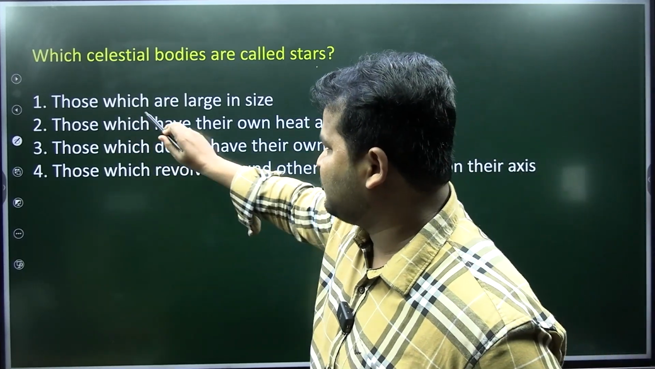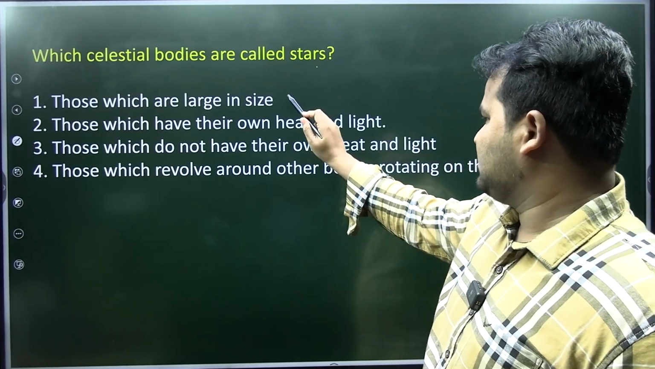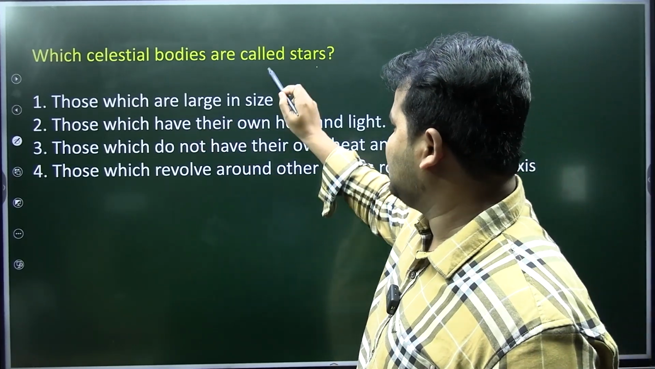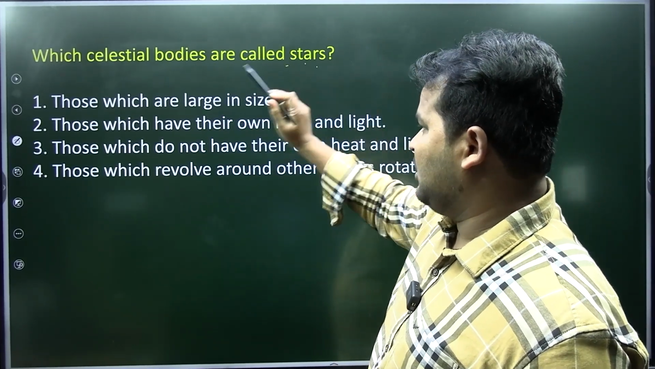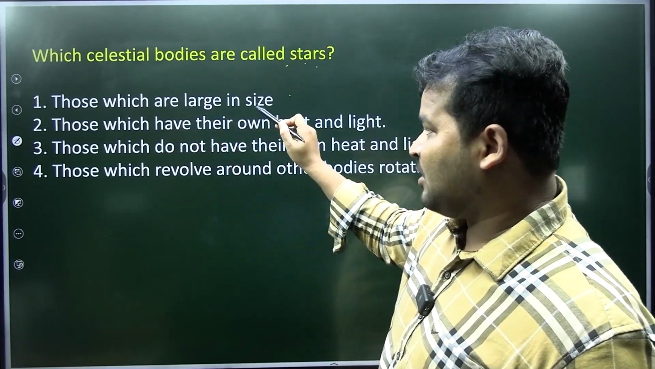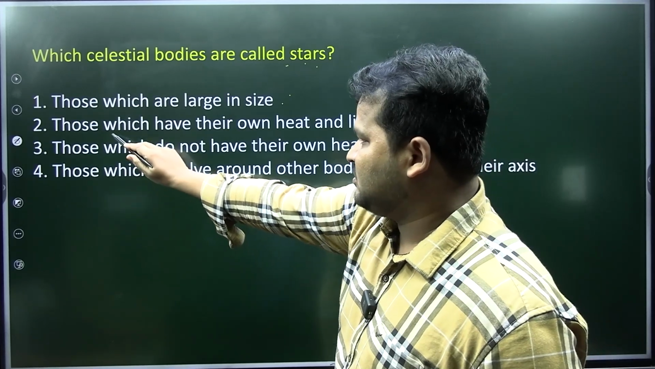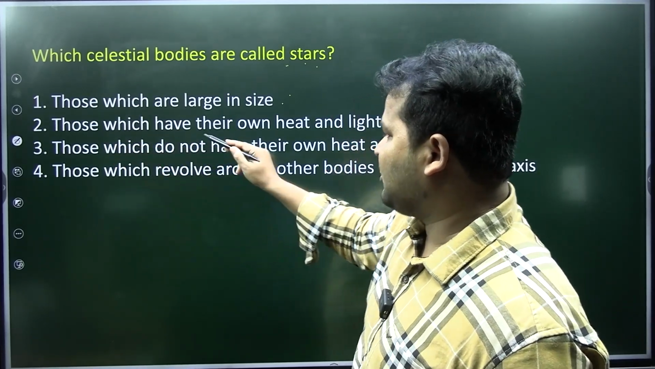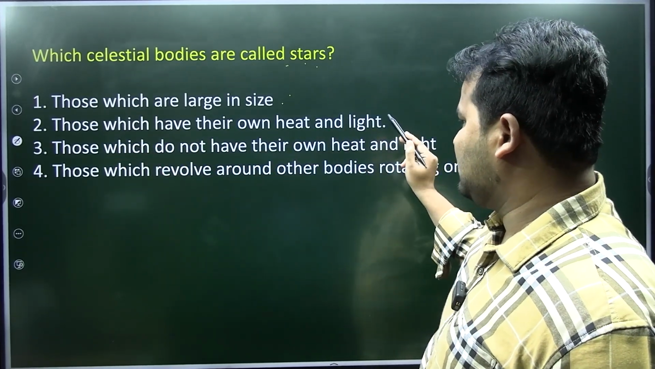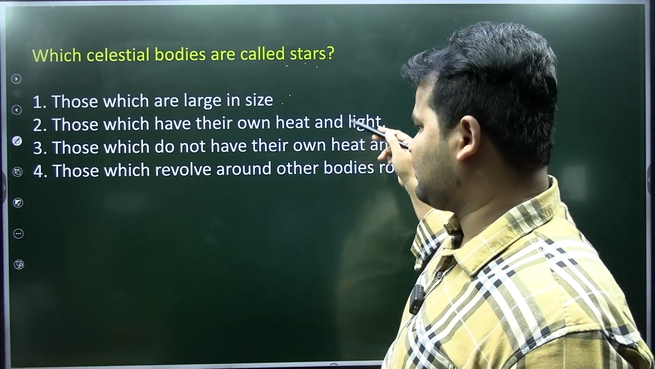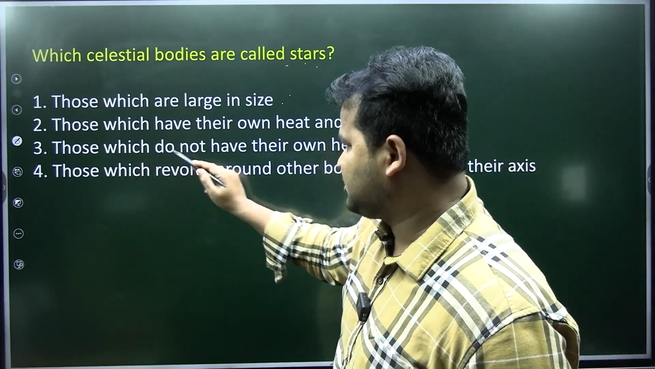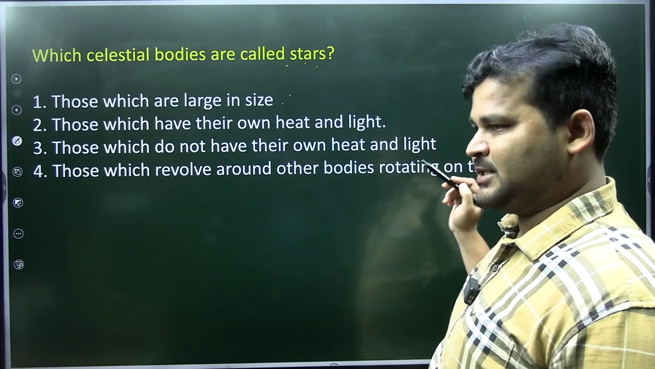1, those which are large in size. This is saying the definition for a star. Those which are large in size. Of course, it is somewhat true. Second one, those which have their own heat and light. Third one, those which do not have their own heat and light.